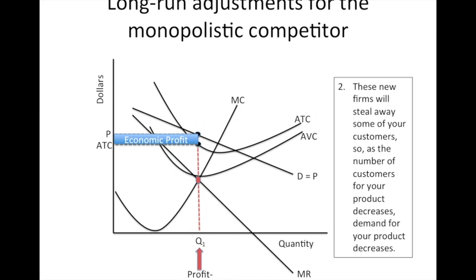So as new firms join, they're going to steal away your customers. You'll lose customers to these new competitors, these new ramen shops, and demand for your product will decrease, and therefore the marginal revenue curve will also decrease with the new demand curve.